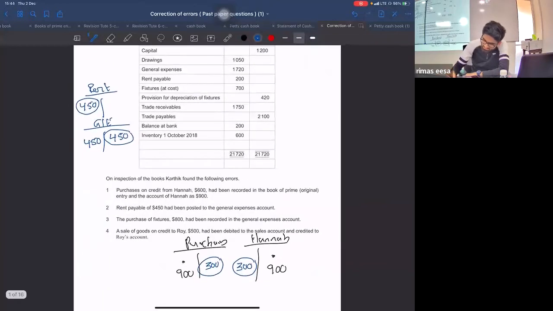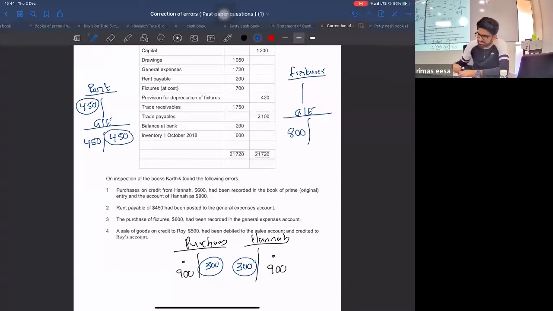Okay, you're buying fixtures. They are telling you purchase of fixtures. Easy game. You're buying fixtures for 800. Where have you gone and entered? In the general expenses account. You're buying fixtures without entering it in the fixtures account. It had been recorded in the general expenses account. Did you enter in the correct account or the wrong account? Wrong account. Same class or different class? Different class. Why different class? Fixtures is a non-current asset. It's an asset. General expense is an expense. So they are not in the same class.